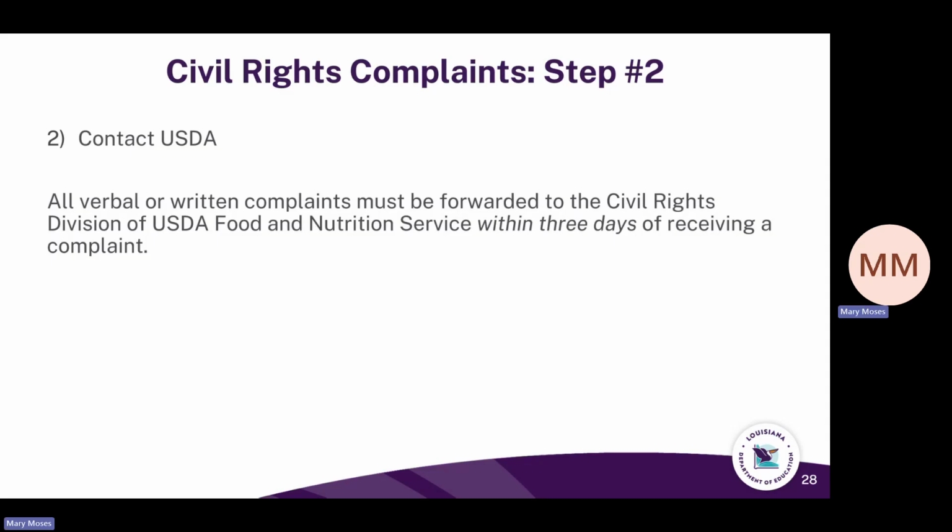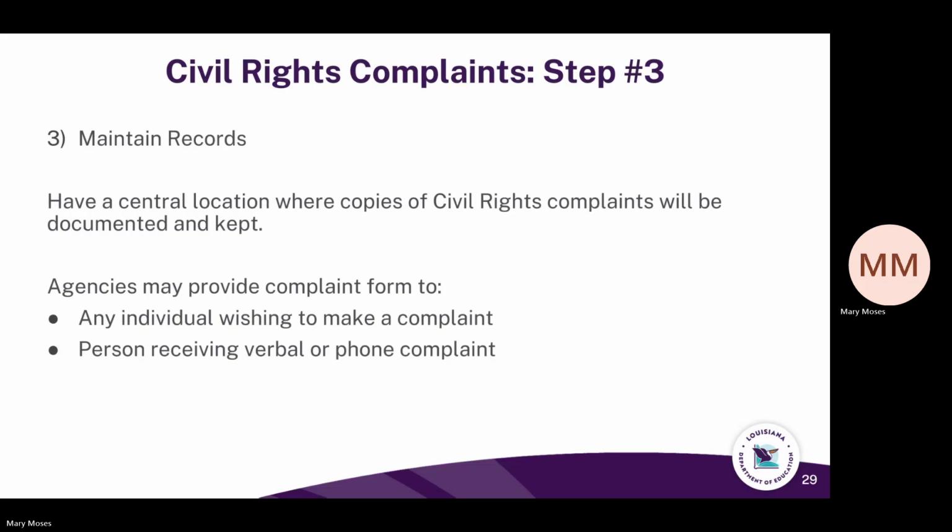The second step for civil rights complaints is to contact USDA. All verbal or written complaints must be forwarded to the Civil Rights Division of USDA Food and Nutrition Services within 3 days of receiving a complaint. The third step in civil rights complaints is to maintain documentation. All civil rights documentation should be kept at a central location and should be maintained for 3 years plus the current year.